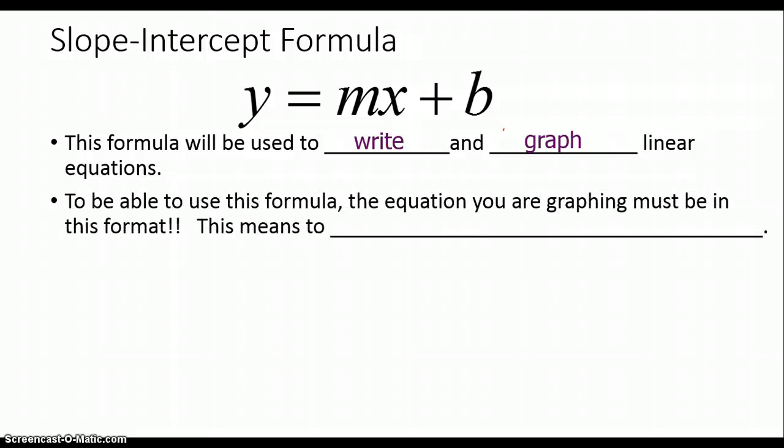So to be able to use this formula, though, the equation you're graphing must be in this format, y equals mx plus b. What this means is I can make some changes to the side that has the x on it, but the y is always by itself. If you've noticed in our graphing packet, we didn't touch the y at all, other than to find out what y was when we plugged in an x value. So this means we're going to need to solve for y. And that's going to be the basis of the work we do today, solving for y.